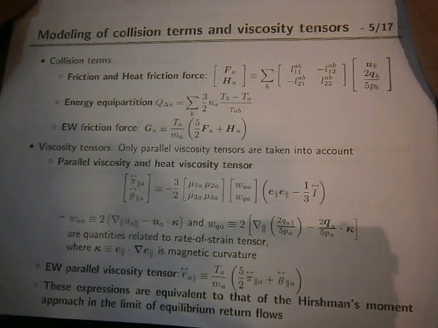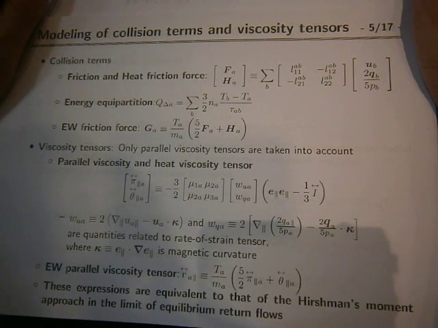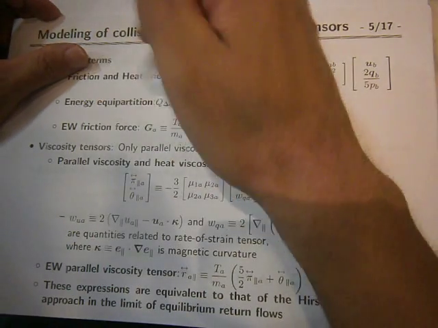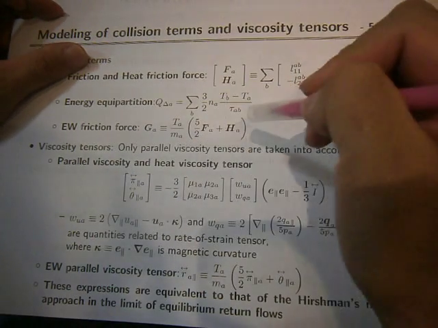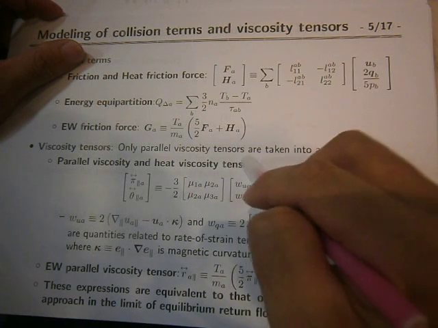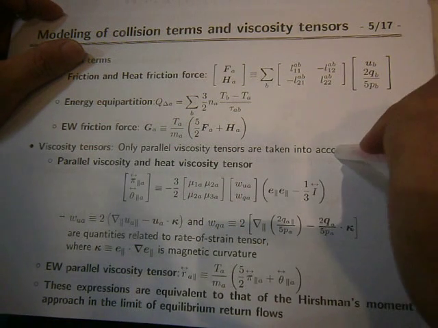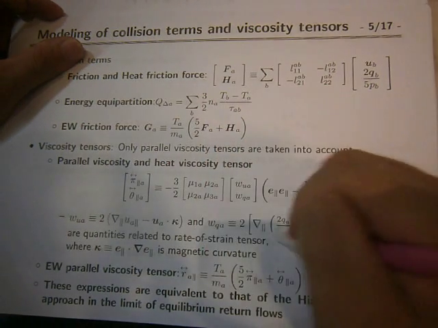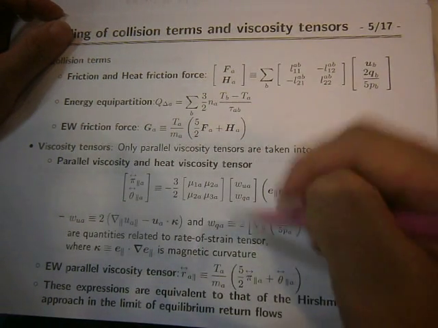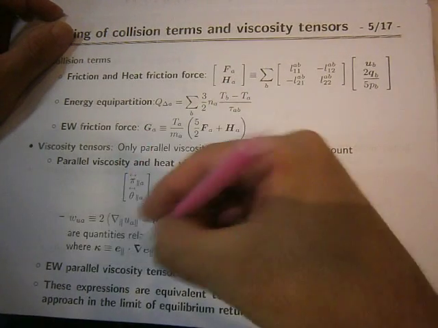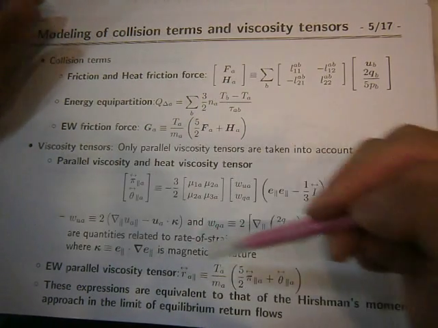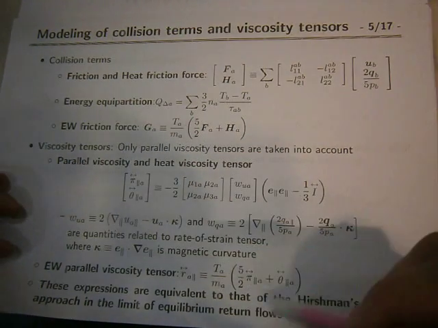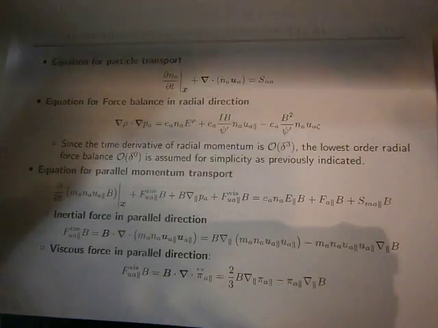Modeling with the continuity tensor, viscosity tensor, heat tension, force, energy equation, and also friction force. Only the physical velocity tensor and heat velocity tensor are taken into account for velocity, and here's the rate tensor for the magnetic curvature. And the particular velocity tensor. This expression is equivalent, and this is here the moment approaching the range equivalent of return flow.